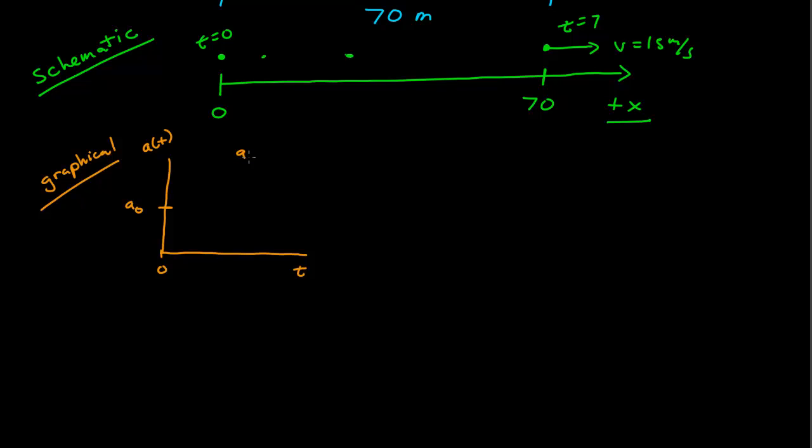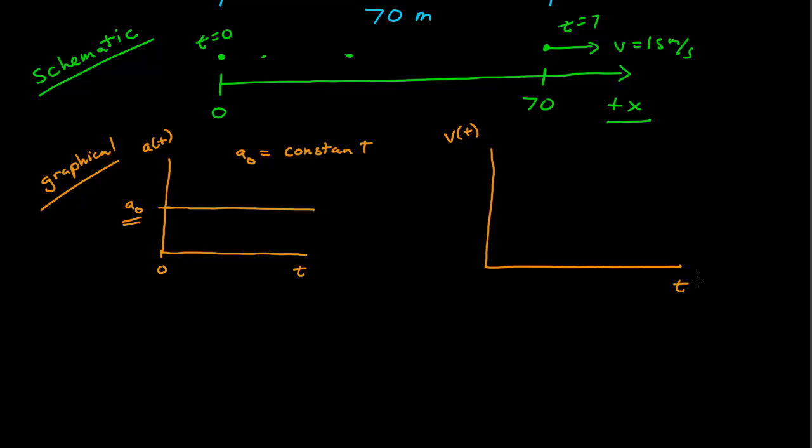So I'm going to say a sub 0, or a naught, is my constant acceleration. And so my graphical representation of my constant acceleration would look like a flat straight line at a value of a naught, which is at the moment yet unknown. Fine, that's my graphical representation. Let me try a graphical representation of my velocity. Again, I'm not saying that this is necessarily the best way to solve this particular problem. I'm just doing examples of representations.